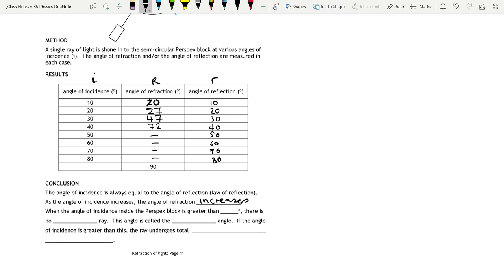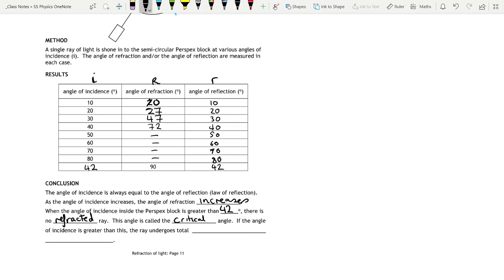When I was doing the experiment, I found that at about 42 degrees, the angle of refraction was 90 degrees, and the angle of reflection obviously is 42. So when the angle of incidence inside the perspex block is greater than 42 degrees, there is no refracted ray. At 42 it's 90 degrees, but when it's greater than that, there's no refracted ray. So this angle is called the critical angle.